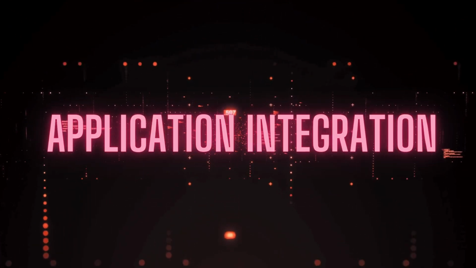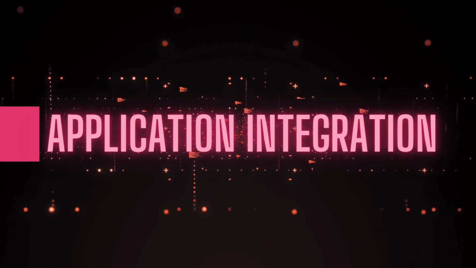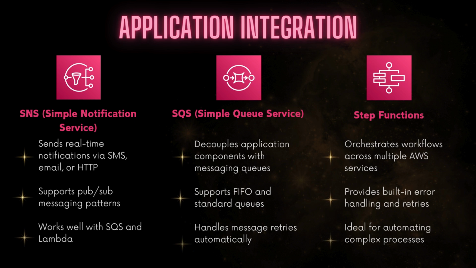Application integration. Lastly, AWS helps your apps communicate and work together seamlessly. First up, Simple Notification Service. Send notifications to users via email or SMS. Great for alerts and updates. Next one, Simple Queue Service. Use message queues to decouple parts of your app and make it more reliable. And finally, Step Functions. You can automate workflows across multiple AWS services with error handling built in.